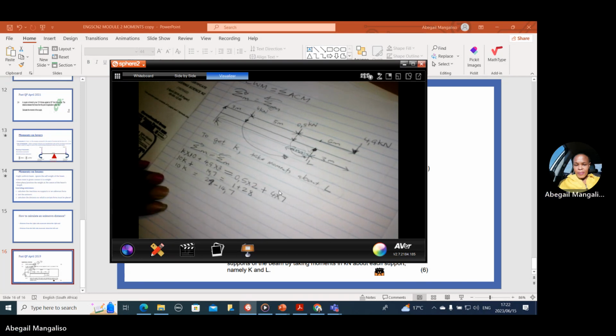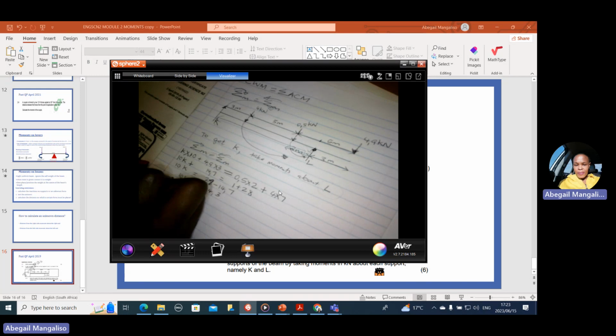And then you subtract 14.7 from 29. The answer here will be 14.3, equal to 10K. Divide both sides by 10.